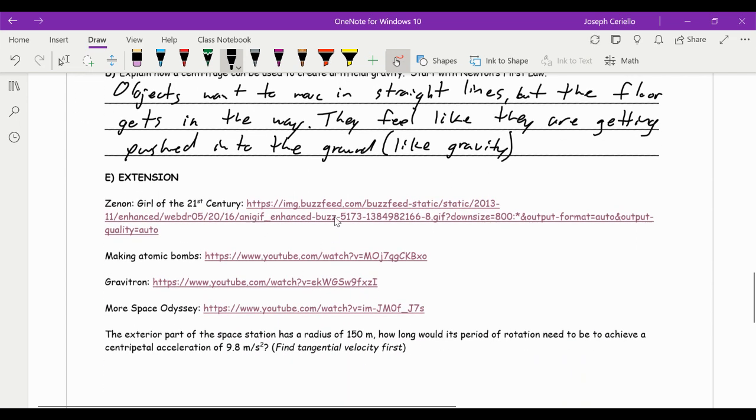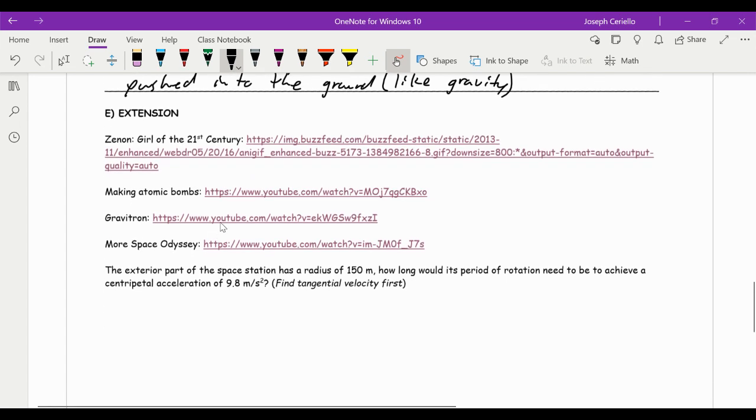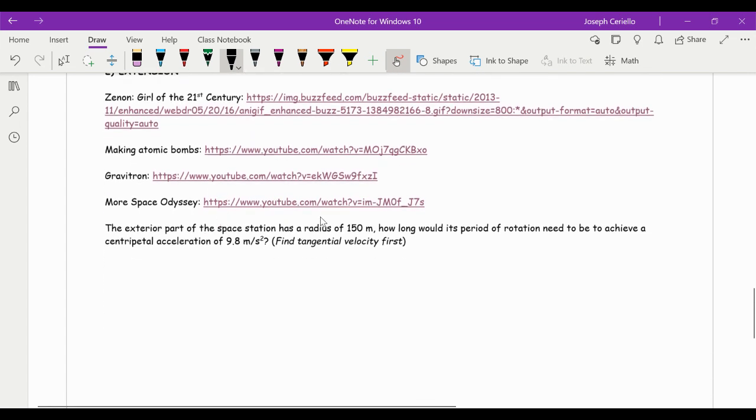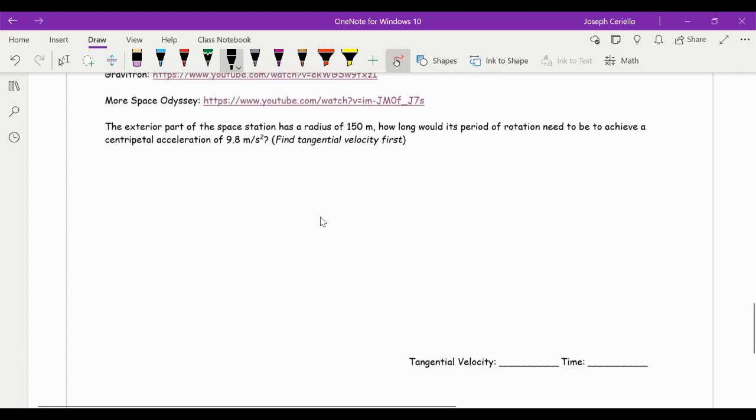Here's a few videos here. This first one is a clip from Zenon: Girl of the 21st Century, a Disney Channel original movie that you guys should watch if you ever get a chance. Anyway, it's a quick little clip of their ship. It's a big centrifuge, so they can stand up and walk around. Quick little thing about how they make atomic bombs, the Gravitron, which many of you have been on. That's a pretty cool video. And a little bit more from 2001: A Space Odyssey.